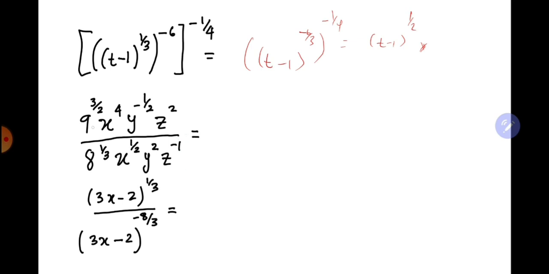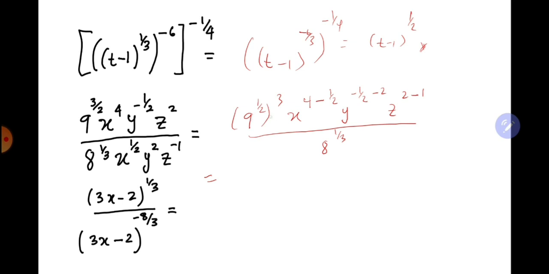For this one you can simplify x, y, z. The 9 you can write this way, 9 half power 3. So x to the 4 minus half, y to the negative half minus 2, z to the power 2 minus 1. Then you have 8 over 8 power 1 over 3. So 9 power half is square root of 9, so you will get 3 power 3. Then x, you will get x power 7 over 2. Y, you will get negative 5 over 2.